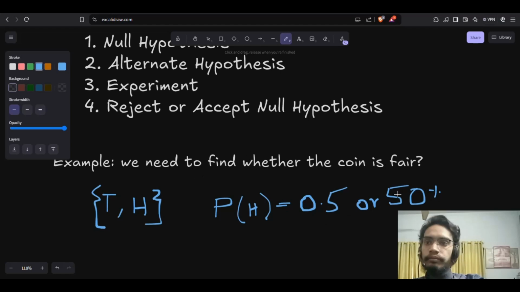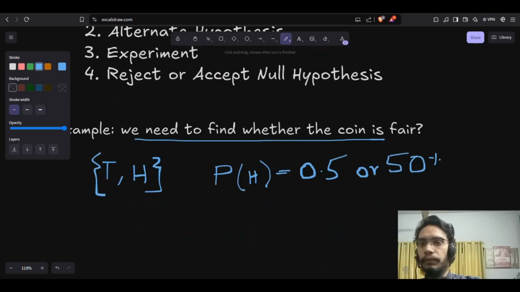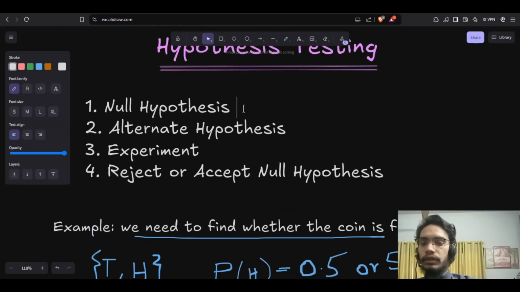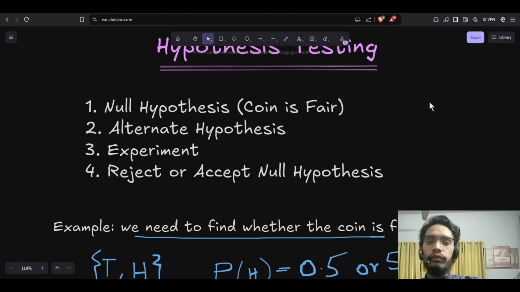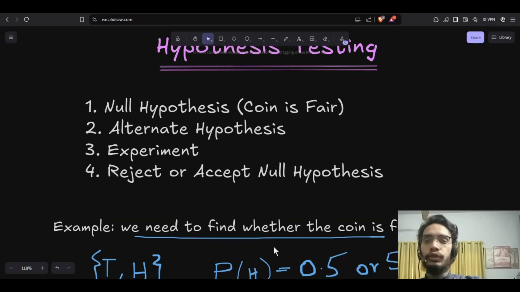So this is basically your null hypothesis. The statement that the coin is fair is your null hypothesis. First of all, we need to define the null hypothesis: the coin is fair. This is our null hypothesis and we need to prove it. Whatever is given to you in your question is basically the null hypothesis that you need to prove.